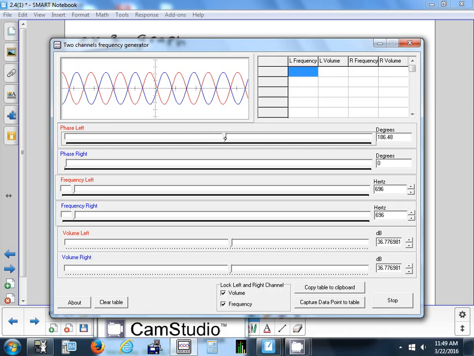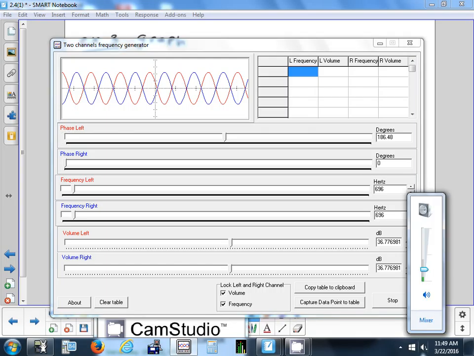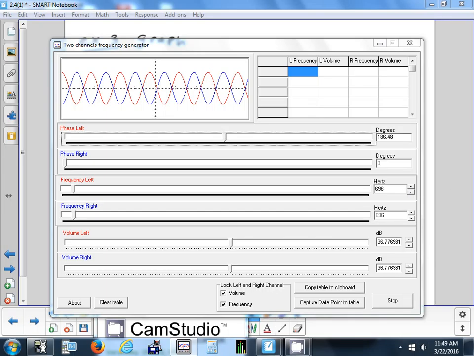If I line it up just right, I don't have it quite perfect, but if I line it up just right, you'd hear these two waves canceling each other out. Okay, and it got very, very soft. Notice I didn't do anything to change the volume on the computer, and I didn't do anything to change the volume on the frequency generator. It's the two waves actually canceling each other out.